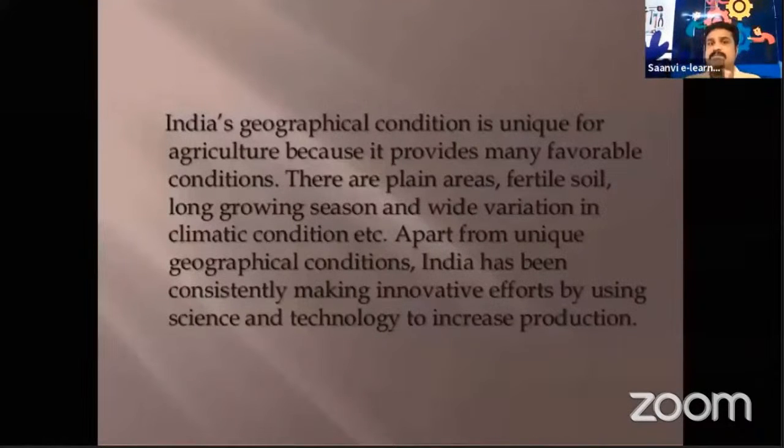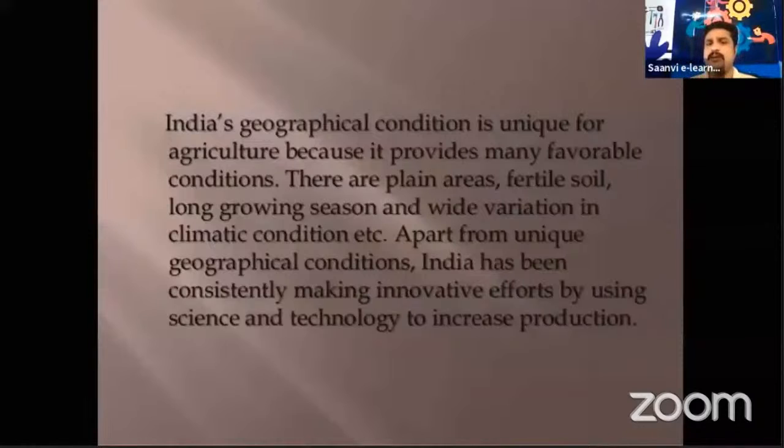There are plain areas, flat surface of the land, fertile soil. What do you mean by fertility? The nutrient level of the soil to grow the crops. If plants want to grow, they need good fertile or nutrient soil, generally with nitrogen content in the soil. And a long growing season, proper seasonal changes, and the same way wide variation in climatic condition, proper climatic condition. These are all the unique characters.